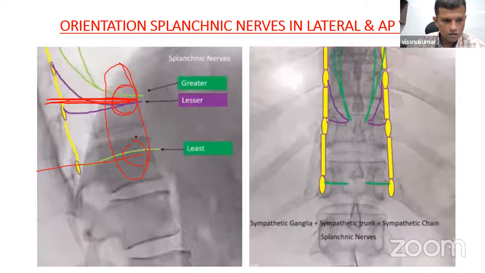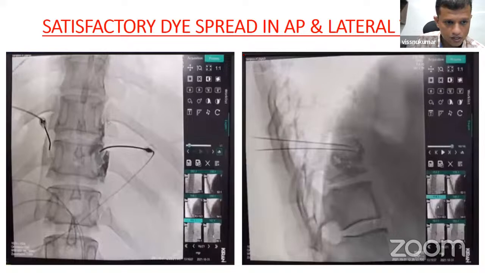And now as you see, the nerves are coming from posterior to anterior, and here the nerves are coming from lateral to medial. Can you see? It is from lateral to medial. So you have to imagine it as a three-dimensional image. Okay, so now you can see, once I give my dye spread here, the dye spread in the AP view is from lateral to medial.